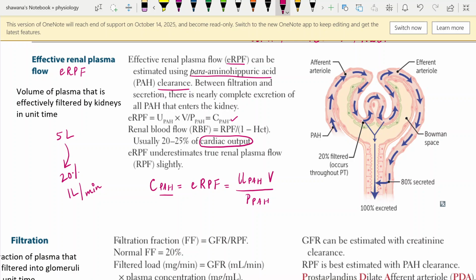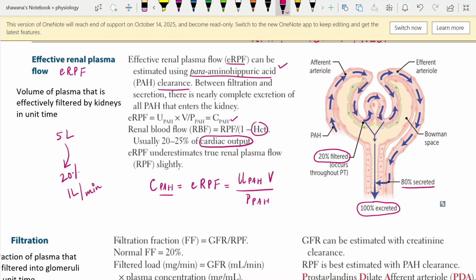So renal plasma flow is divided by 1 minus hematocrit. And what is hematocrit? Hematocrit is nothing but the fraction of the blood that is occupied by the RBCs, because the para-aminohippuric acid, talking again about the para-aminohippuric acid, is a substance that is 20% filtered. The rest, 80%, is actively secreted. It means that 100% of the para-aminohippuric acid is being excreted.